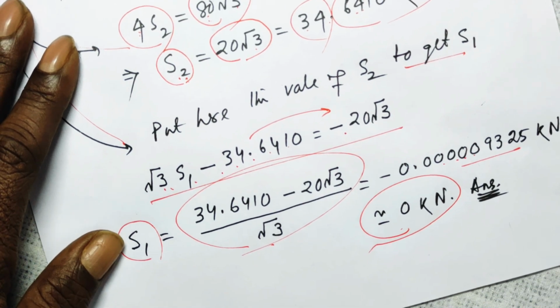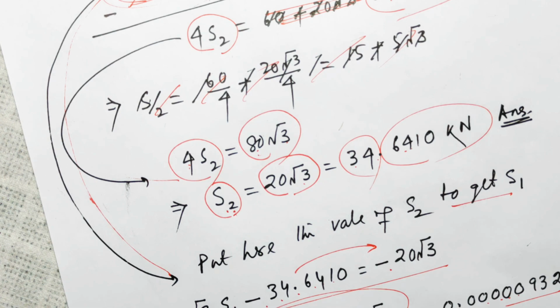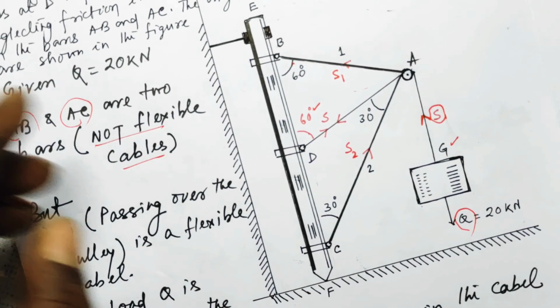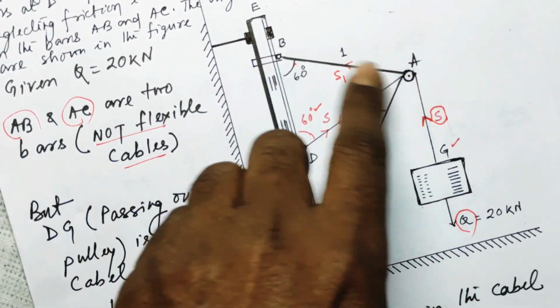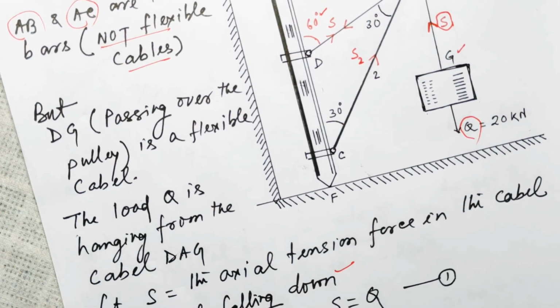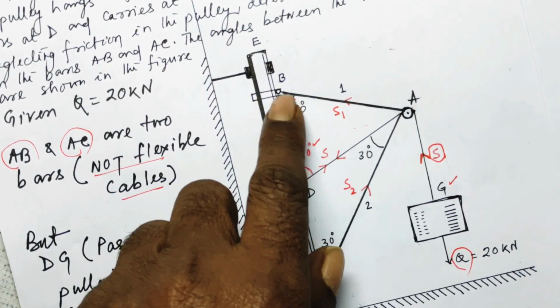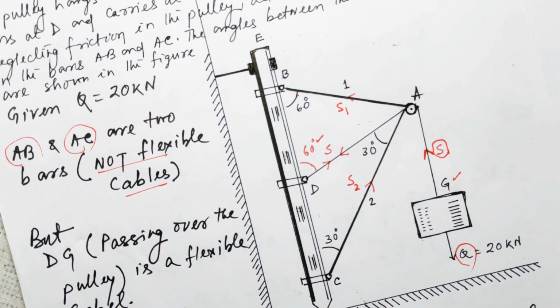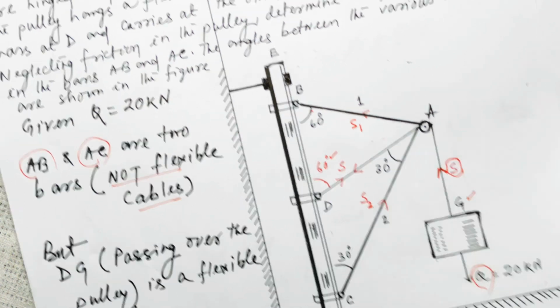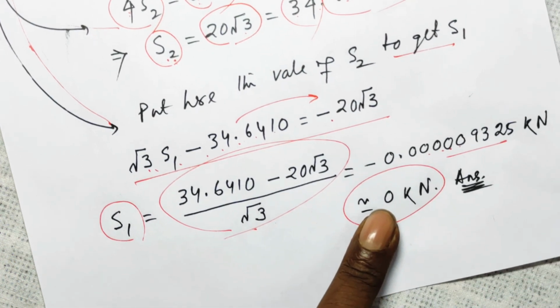Means, what is the conclusion? Means this bar AB, which was under expansion, and the axial force S1 on the bar AC is almost 0. Neglected, is almost 0. Neglected.